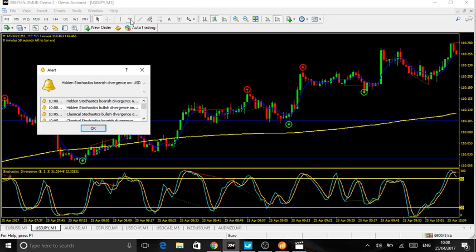Is it oversold on the stochastic? Let's have a look at this area right here. It wasn't oversold on the stochastic, but I can see a little bit of divergence right here. As you can see, just a little bit, not that much. The stochastic is saying price is going a little bit higher, but it has barely moved at all.